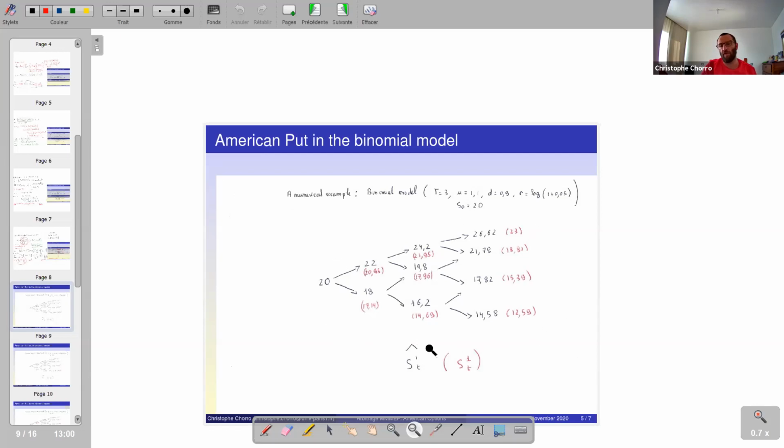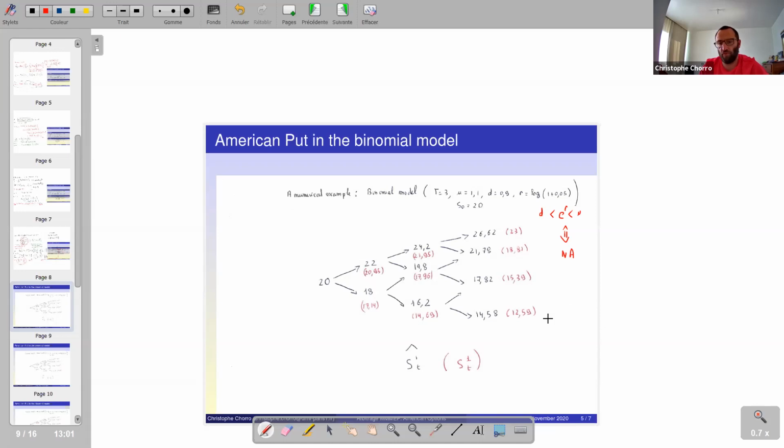The situation is the one that I have treated in the previous video. That is the binomial model with 3 periods, okay? With U equal to 1.1, D equal to 0.9, and R equal to the logarithm of 1 plus 0.05. So I have exponential R strictly greater than D and strictly less than U, meaning that, according to what I have done, I have no arbitrage in this 3-period model, okay?